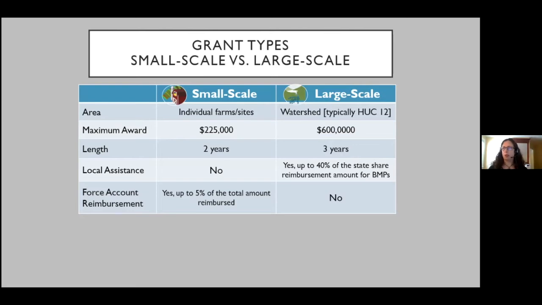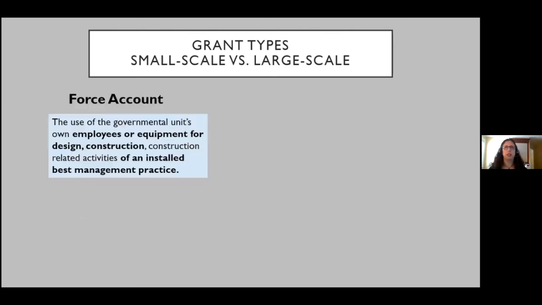So what's the difference between force account and local assistance? We'll go into a bit more detail. Force account is work done by the grantee's own employees or by the grantee's own equipment that is directly related to the design and construction of BMPs constructed by the project. And this is used in small-scale TRM grants.